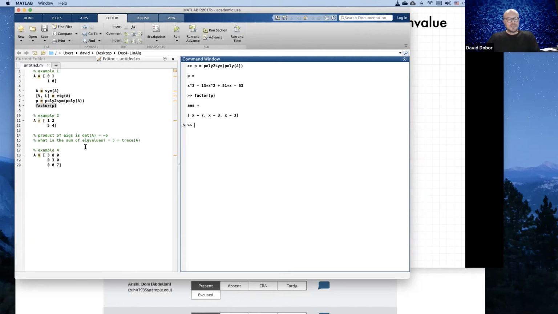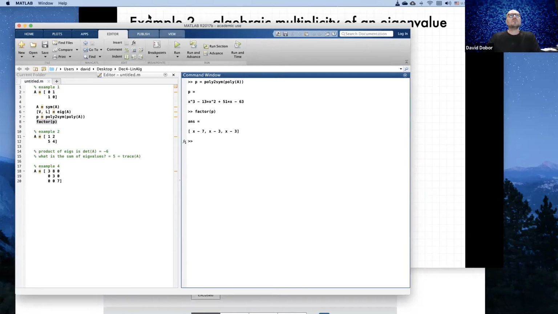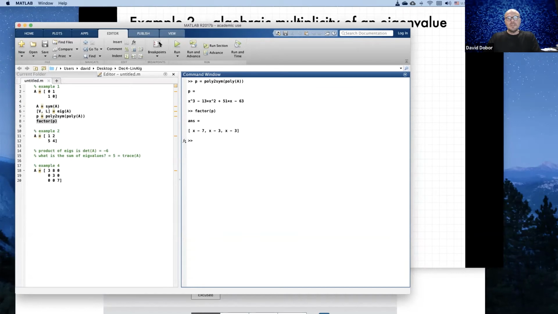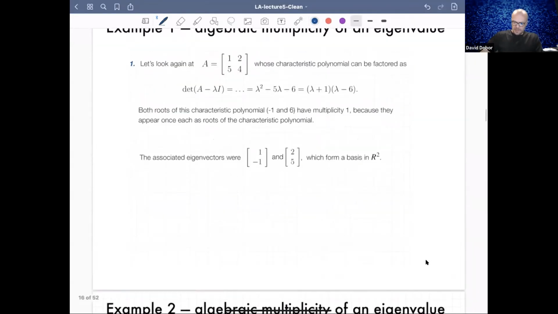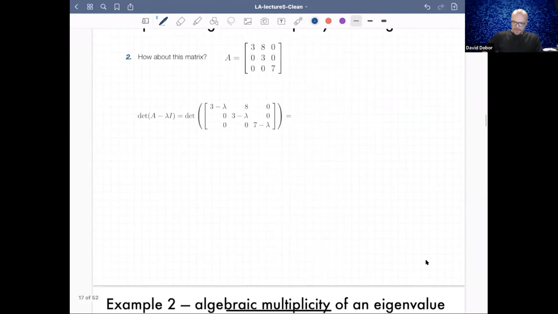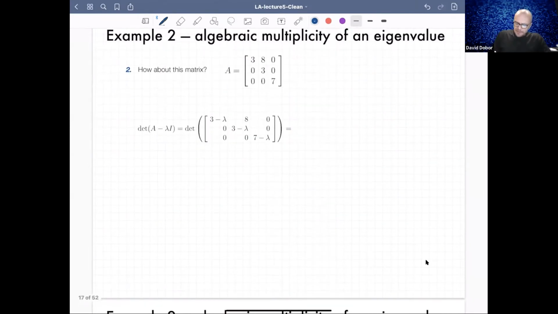I could do this by issuing a command, but that wouldn't be super helpful. I'm going to switch now to my tablet, and you're going to help me write down the answer. So the determinant is going to be 3 minus lambda squared, times 7 minus lambda. Of course, I can see it immediately. So lambda 1 and lambda 2, as you've just told us, has multiplicity 2.